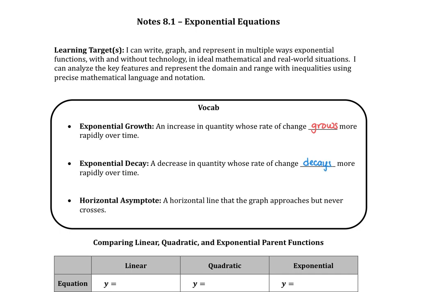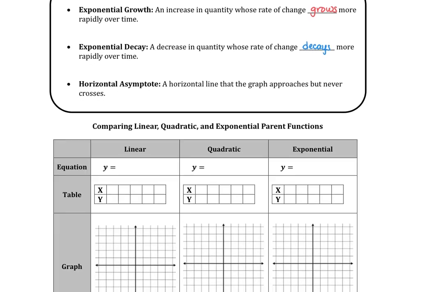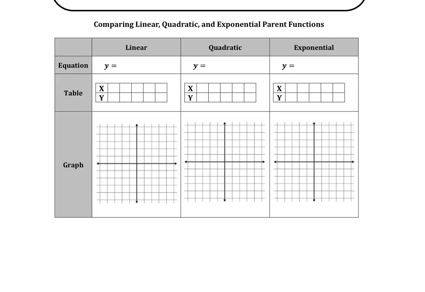And last, we have a horizontal asymptote, which is a horizontal line that the graph is going to get closer and closer to. It's going to approach, but it's never actually going to cross it. So now I'm going to take a quick minute to compare the three types of functions that we have learned about this year. I'm going to start with my linear functions.